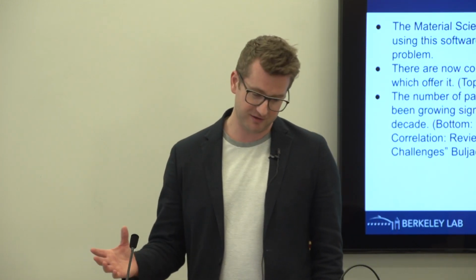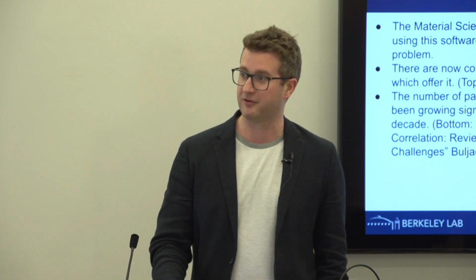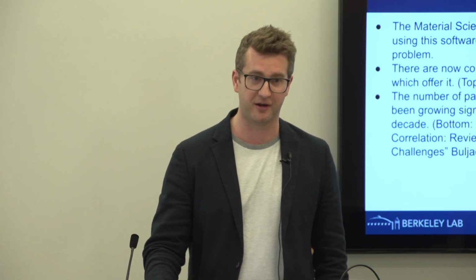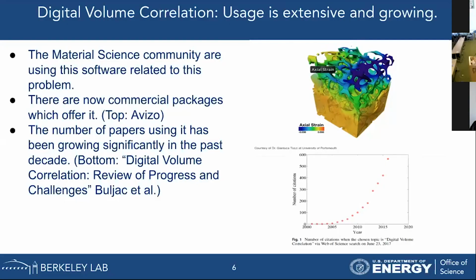As I mentioned, this is something that we're interested in here in the lab, but also in the community at large. This is increasingly becoming a basic tool in the material science and mechanical engineering toolbox. In particular, there are now commercial packages which offer it, like Avizo, which we have at the top. And at the bottom here is the number of papers citing articles with the keyword digital volume correlation. I'm not sure if it's an exponential or a high order polynomial, but this is a tool that this community is using increasingly frequently.